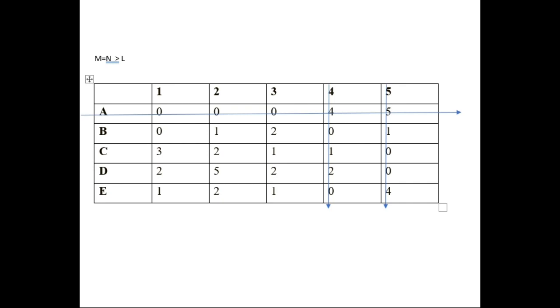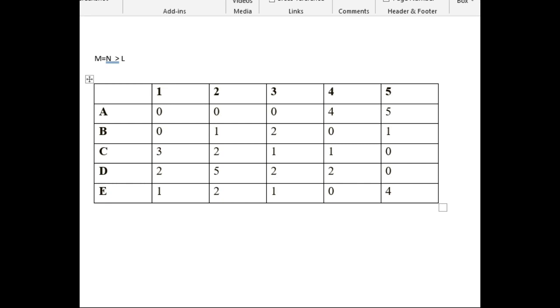So this is your new table right now. So I'm just going to delete those lines. This is your new table. And now again the same process. That means I'm going to draw the line which covers the maximum 0. Okay, same process. So I'm taking a line over here.